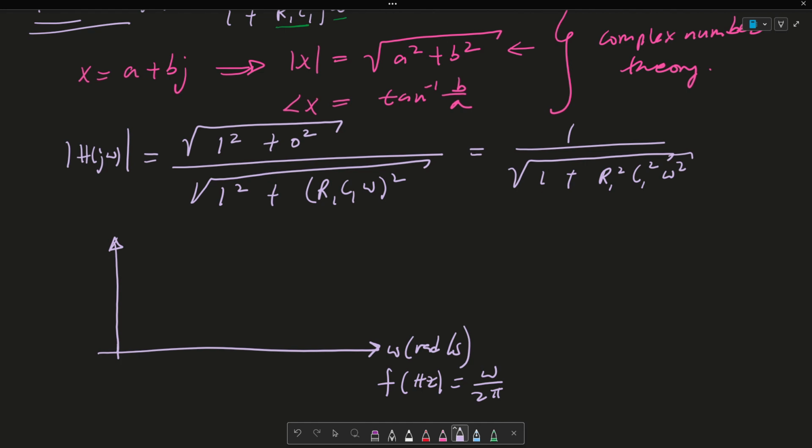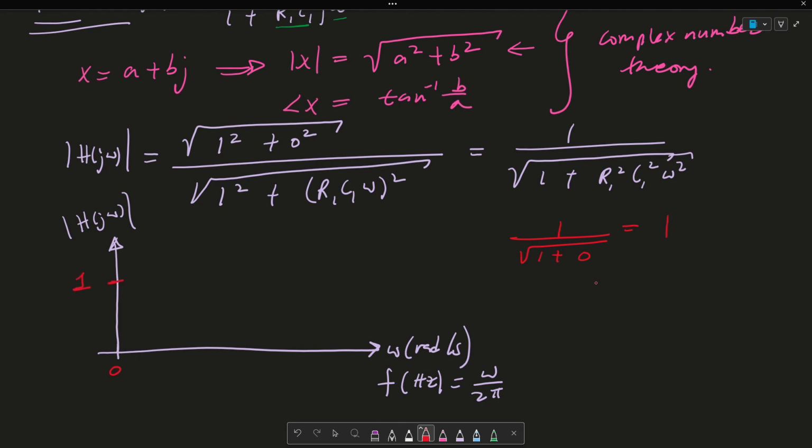All right. So essentially what we're saying here is in my magnitude function, if I input a 0 for omega, I would get 1 over the square root of 1 plus 0, right? Because this term goes to 0. So then this just becomes 1. So I get a 1 for the magnitude.